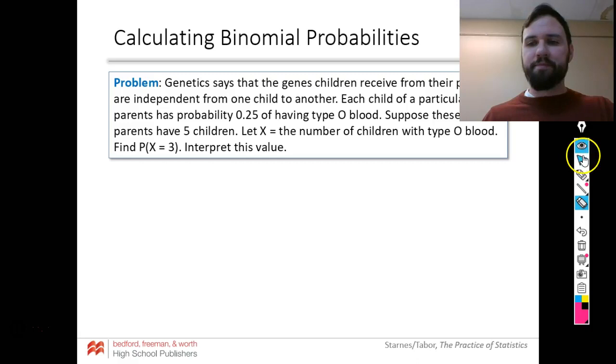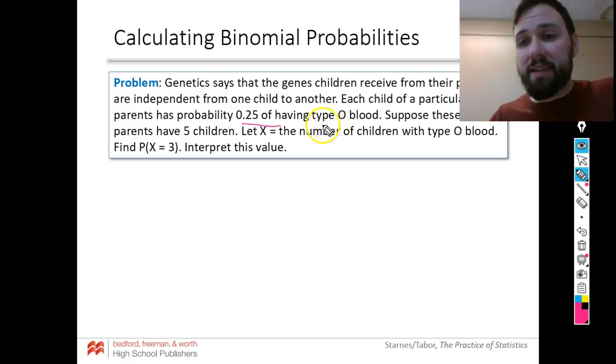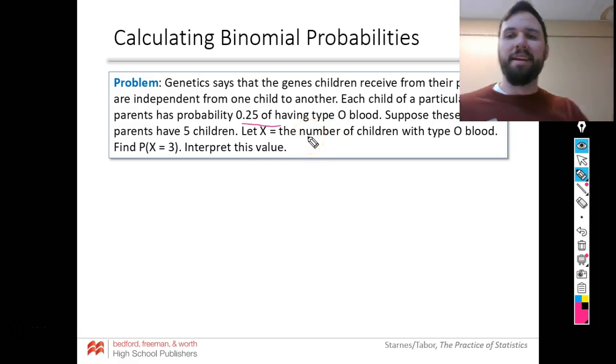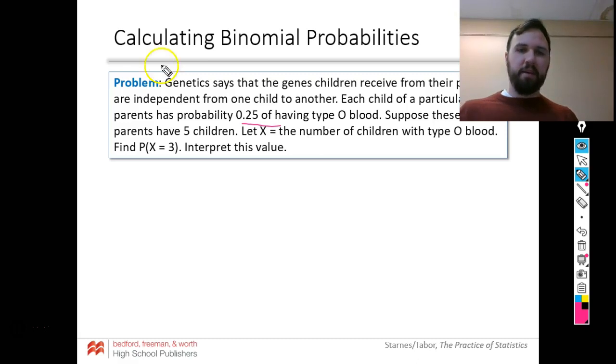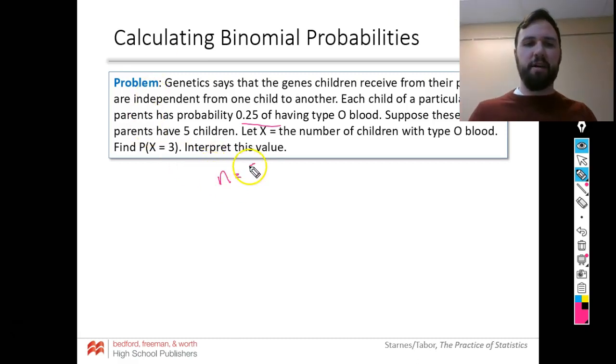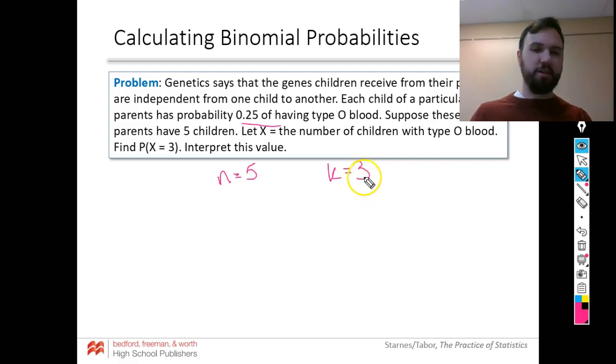Alright, let's look at this one. Suppose, same thing, each probability has 0.25 of getting O. What's the probability that x equals 3 this time? So what's the probability that we get 3 children on this? Okay. So I have 5 trials, right? So my number of trials is 5. My k is 3, because I'm looking for 3 successes. Agreed? I'm doing P of x equals 3.